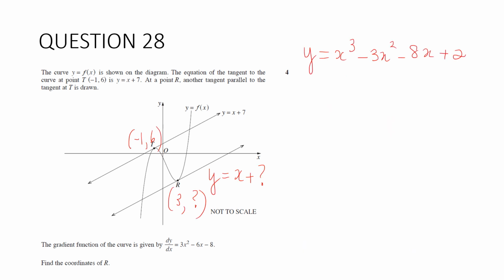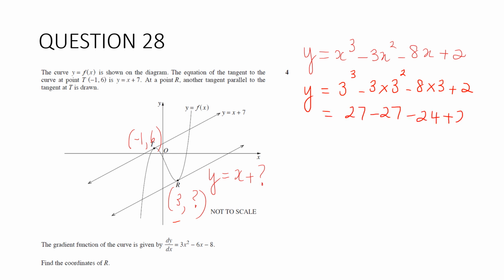So all we have to do is substitute in x is equal to 3 because R lies on the curve. So y will equal 3 cubed, take 3 times 3 squared, take 8 times 3 plus 2, which is 27, take 27, take 24 plus 2, which is equal to negative 22. And so R has coordinates 3, negative 22.